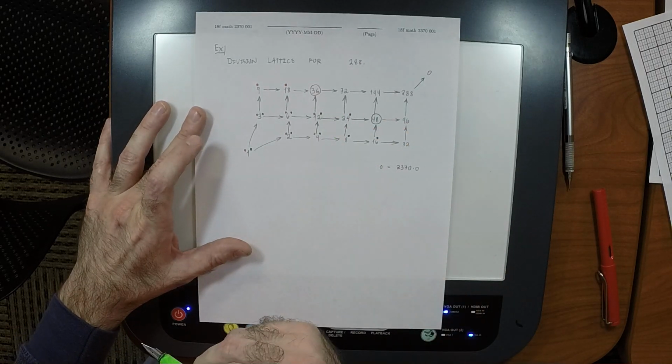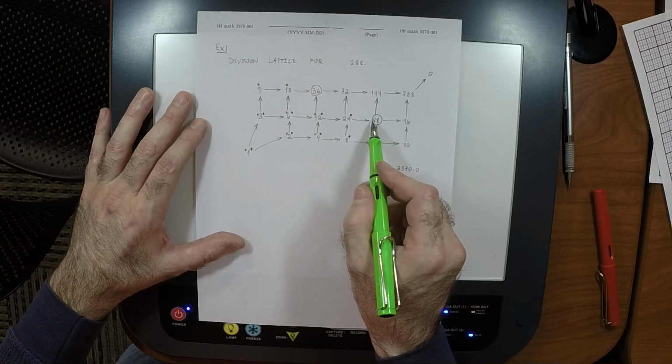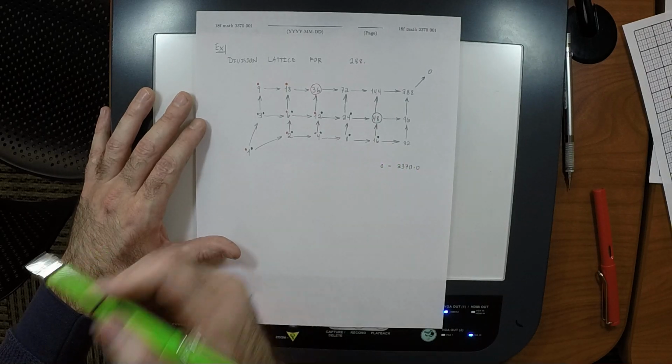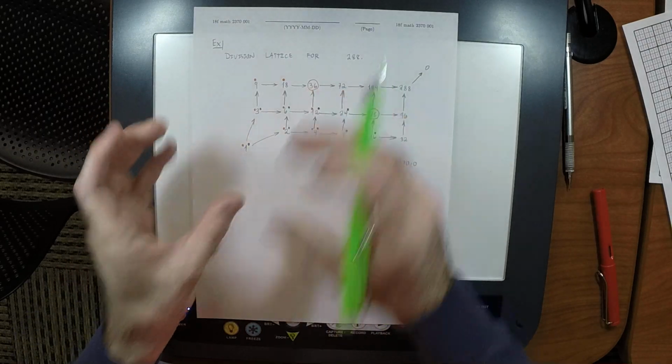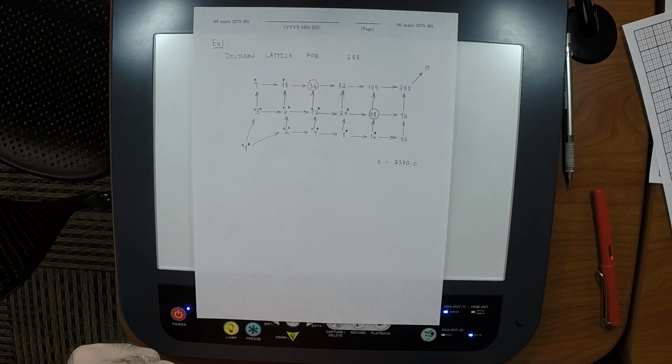Should I color 18 green? No, right? Because I can't get to 18 always going the wrong way. So now, do you observe that some of the numbers are colored both colors? Some of them are red and green.